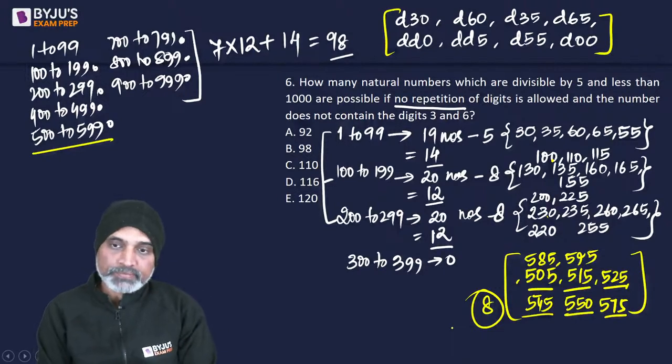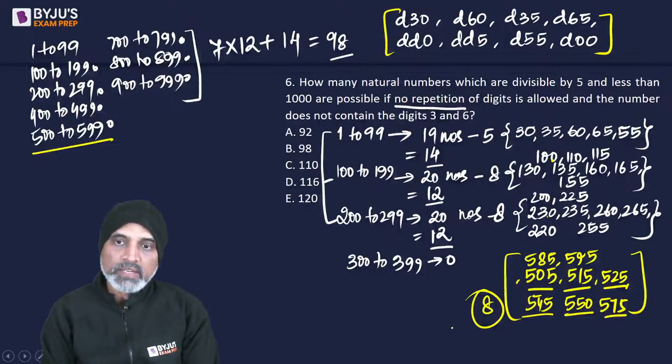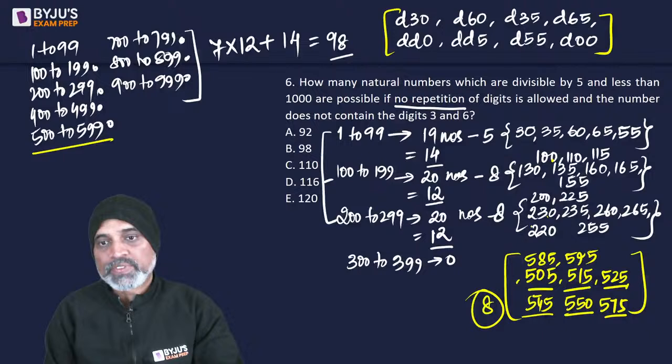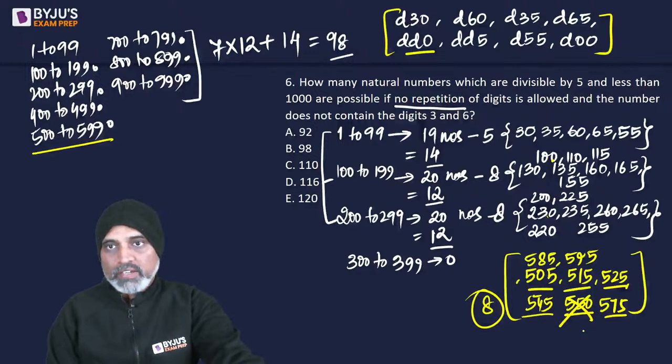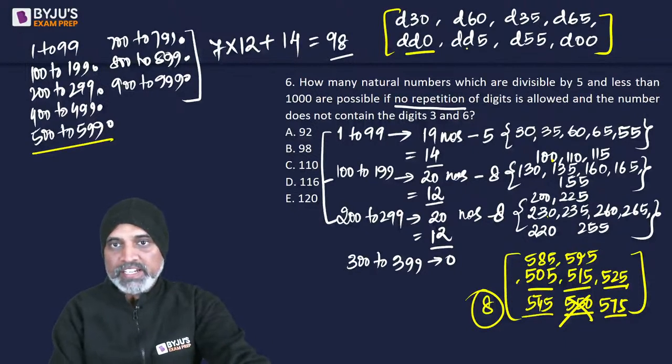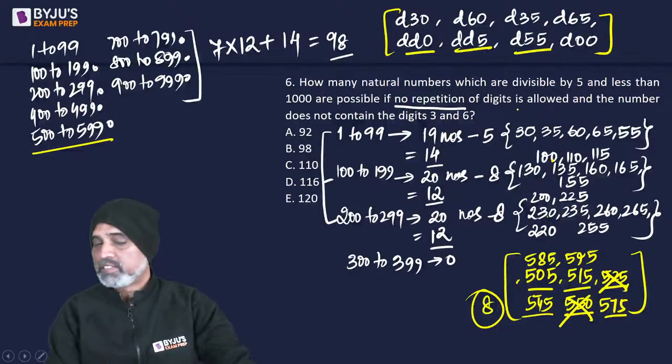Wow. Are we including something that we have already taken care of? Okay, the way DD0 is there, we have already taken care of 550. The way we have DD5, we have already taken care of 555. Sorry, this is 525 and D55. Okay, okay.